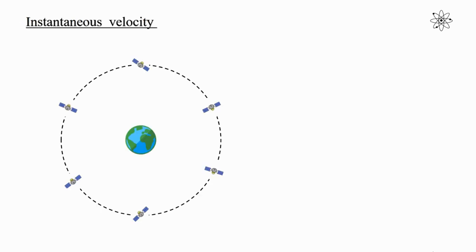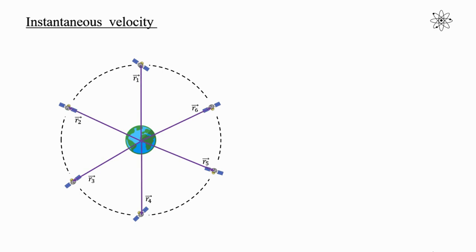Hello students. In our series on kinematics of circular motion, this is our fourth video. In this video, we are going to discuss radial acceleration in case of uniform circular motion. For that, let's take an example of a satellite revolving around the Earth.